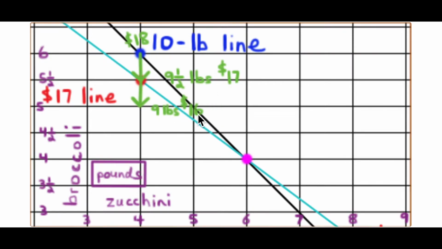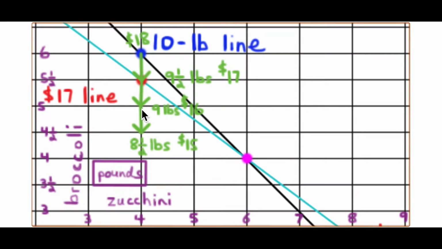That is another $1. So this is going from 9.5 pounds to 9 pounds, and it's $1 less, $16. Do that change again. It's going from 9 pounds to 8.5 pounds, and these dollars change by $1, from $16 to $15. So now I'm going to keep the broccoli the same and add a pound of zucchini.